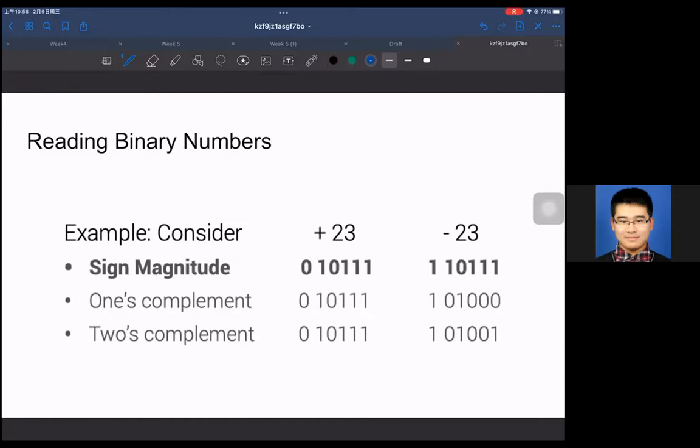Let's say A can be any number. I know its 2's complement. How do I know the 2's complement of minus A? Any thoughts? Like how to get it. Yeah, how to get it? Flip all the bits and add one. How do you know that? Oh, like how do I know?